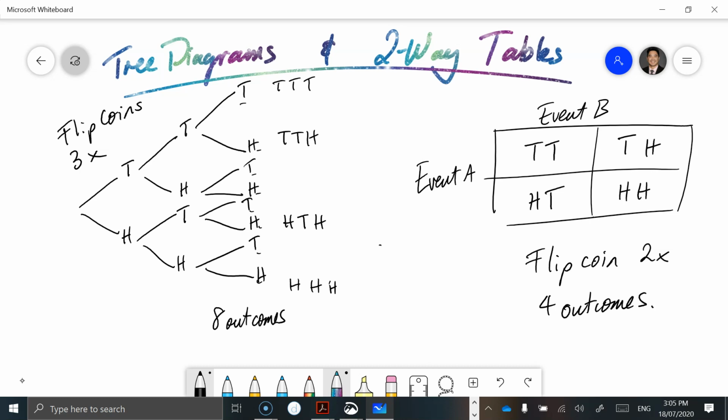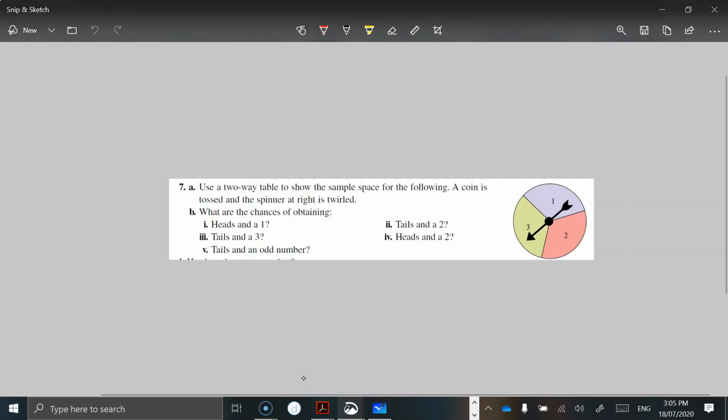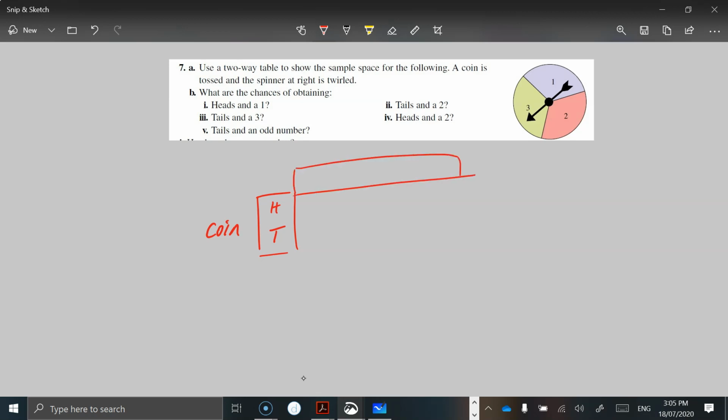All right. So let's have a look at this example here. And this one is just looking at two-way tables. All right. And in this case, we've got a coin that is tossed, and then a spinner on the right that is kind of twirled or spun. And so if we say a coin, then obviously there's only 2 outcomes. We've got a head and we've got a tail. All right. But then if we're looking at the spinner, we have 3 outcomes. We have a 1, we have a 2, and a 3.